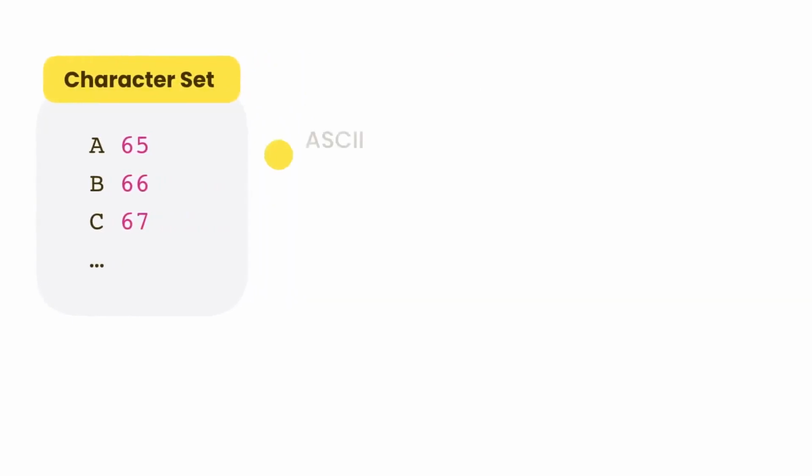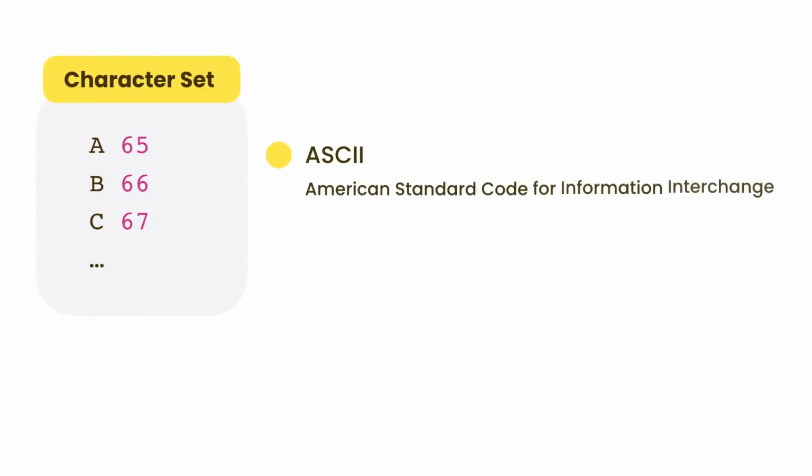What is a character set? Well, computers don't understand characters like A, B, C, and so on. They only understand numbers which are represented in the binary format, zeros and ones. So using a character set, we can map a character to a numeric value. The first character set that was designed was the ASCII character set, which is short for American Standard Code for Information Interchange. ASCII can only represent the characters in the English language, so it's very limited.